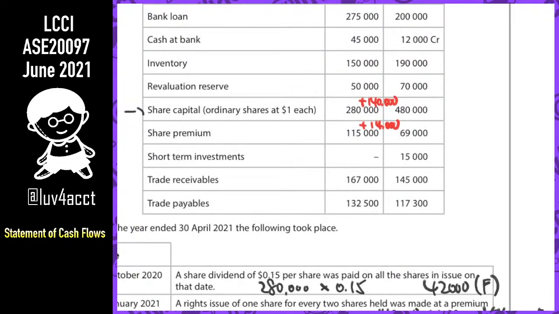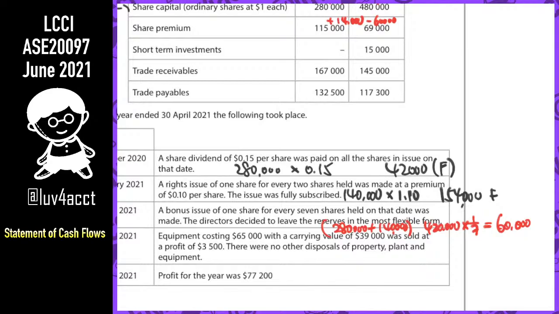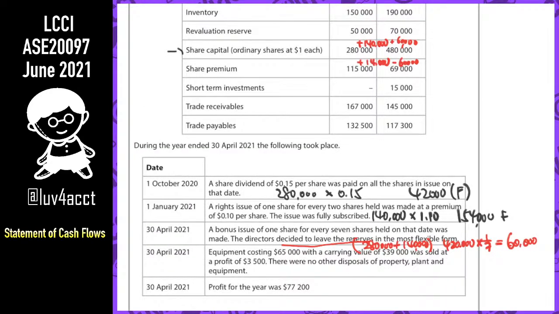So let's take a look here. Share capital, we are going to add 60,000 more, and this amount should be from share premium, so minus 60,000 there. Because it says the directors decided to leave the reserves in the most flexible form. That means we are going to get the money from non-distributable reserves first, capital reserves. So what's next?